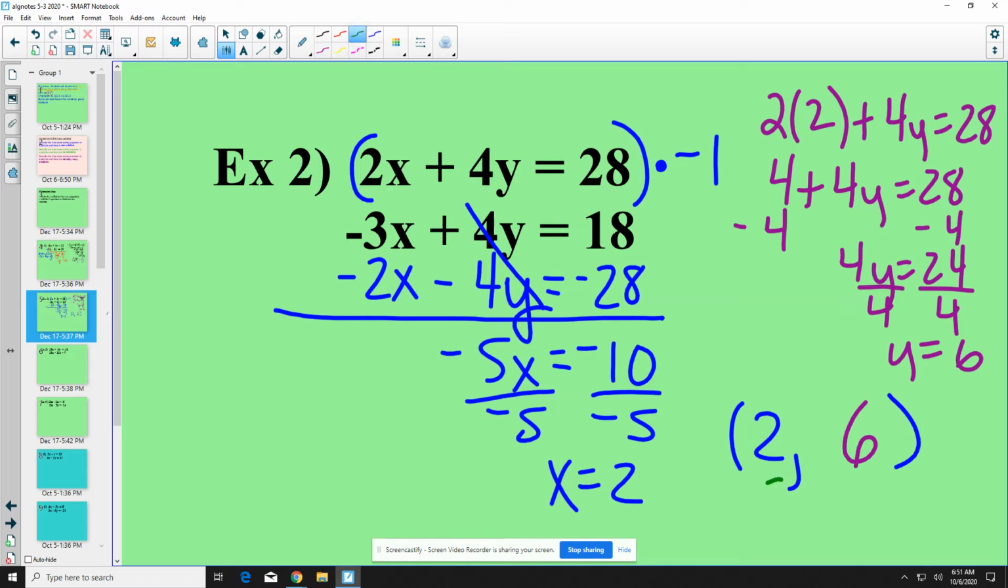Let me see, if I take 2 and put it in for x here, I would have negative 3 times 2, that would be negative 6. If I take 6 and put it in for y, 6 times 4 is 24. If I add negative 6 and 24, do I get 18? Yes, I do. I know I'm right.